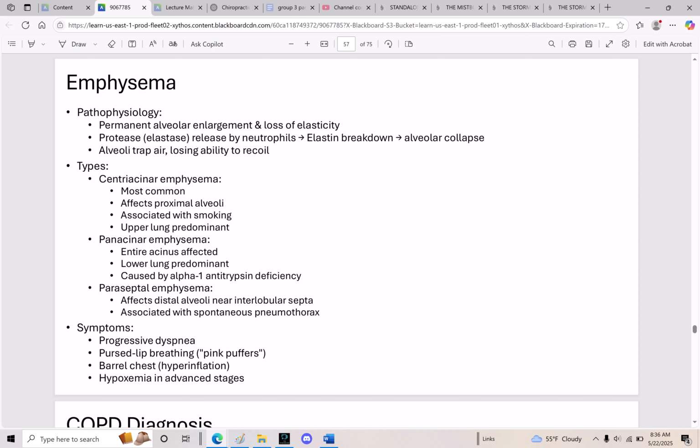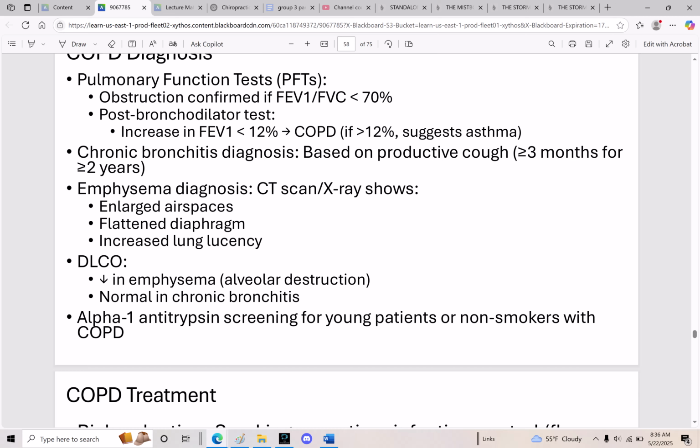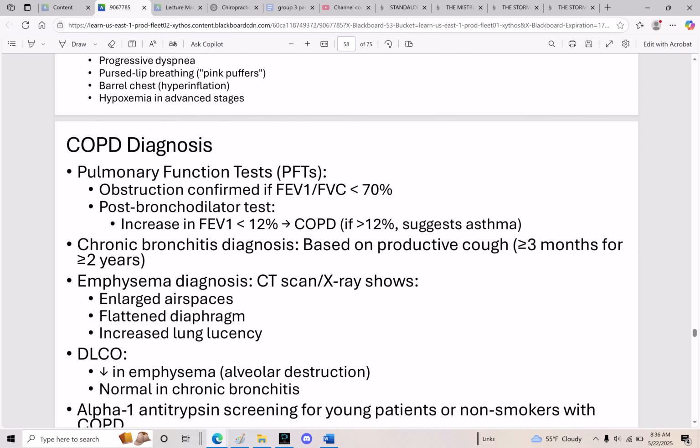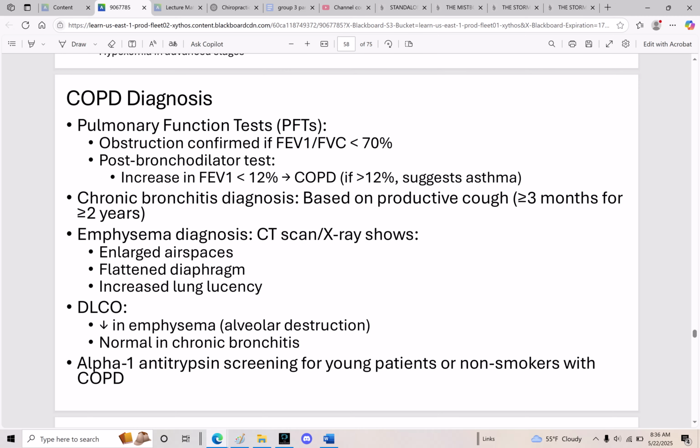Now, emphysema diagnosis, I already told you. Basically, you do a CT scan of the lungs, X-ray. What are you going to see? You're going to see enlarged air spaces, a flattened diaphragm, and increased lung lucency. Basically, the lungs are going to be filled with air. You will do this again when they show you the X-rays; you have an entire class on X-ray diagnosis.